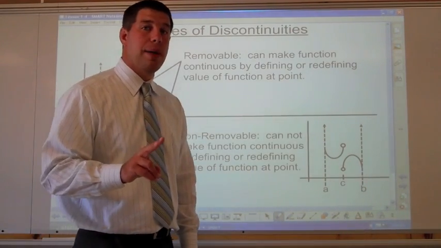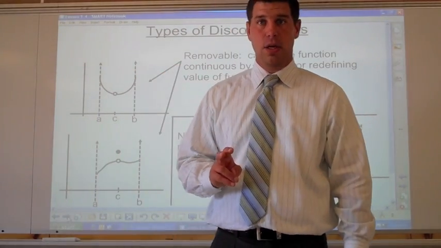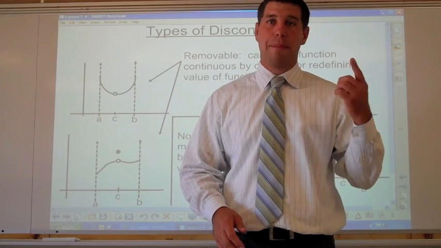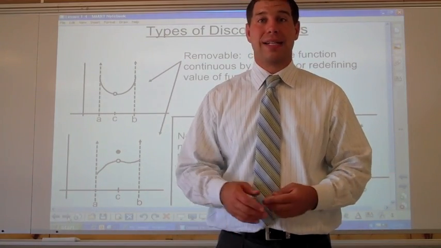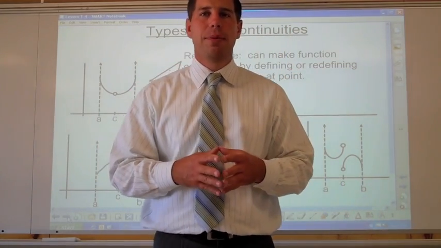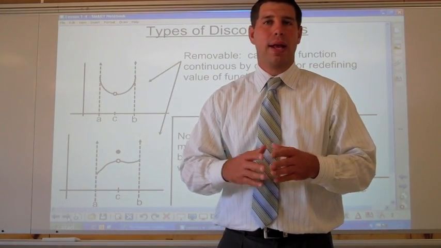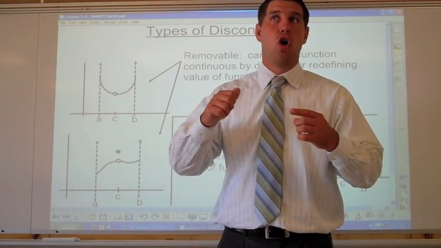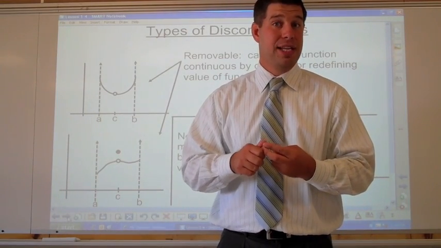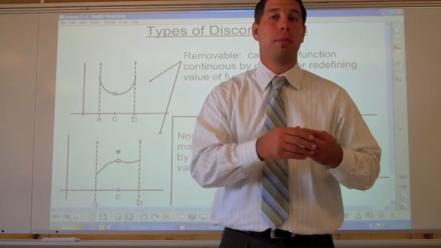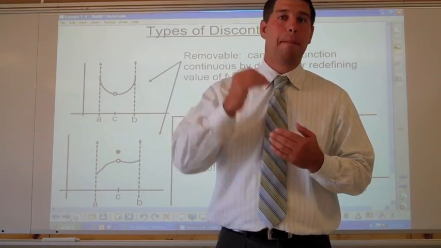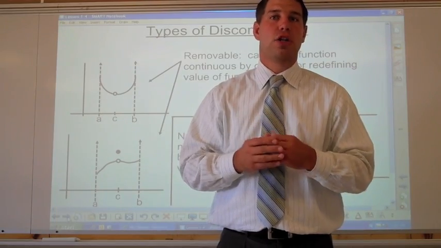There are two types of discontinuities. Two ways a function can be discontinuous or not continuous. The first type is a removable discontinuity. The second type is a non-removable discontinuity. A removable discontinuity happens when you can either redefine or define for the first time f of c so that the function becomes continuous. Simply by either defining a point or redefining where that point is at, the function becomes continuous.